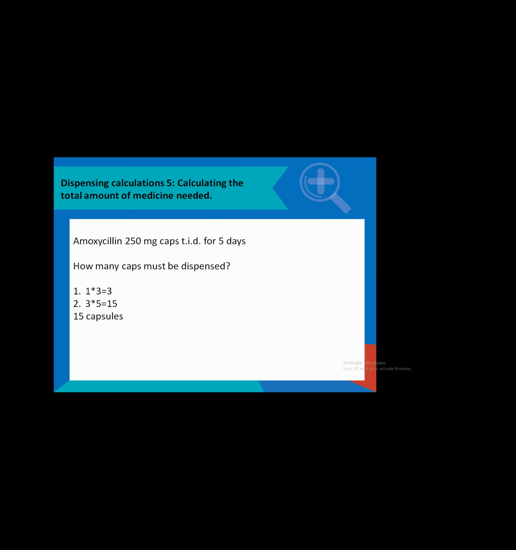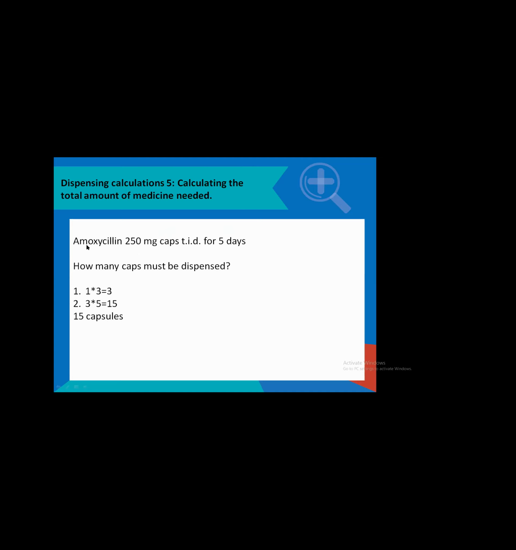So again, at least you know that the dosing is 250 milligrams. So they take 1 capsule, TID, TDS, 3 times a day for 5 days. So the first step is to multiply 1 capsule 3 times a day, which will be 3 capsules. Those capsules must last the person for 5 days. So it's 3 capsules per day for 5 days, which would equal 15 capsules.